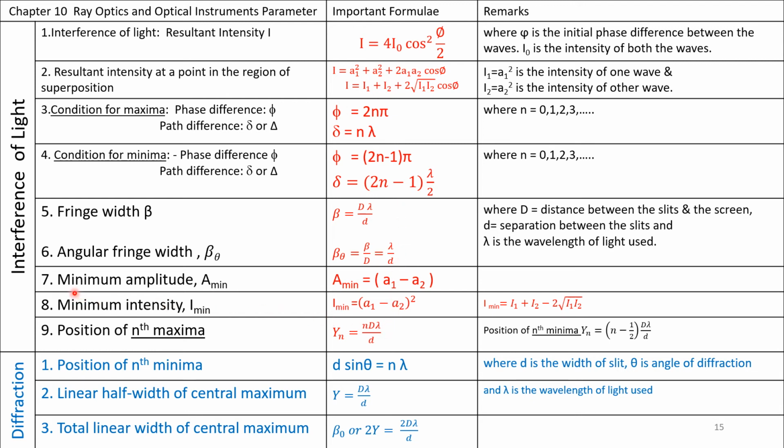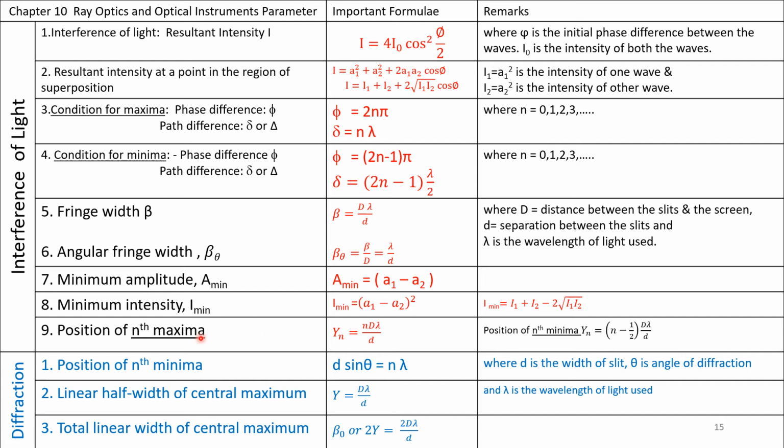Number 7. Minimum amplitude A minimum is given by A minimum is equal to within brackets A1 minus A2. Serial number 8. Minimum intensity I minimum is given by I minimum is equal to (A1 minus A2) whole square, where A1 and A2 are the amplitudes of wave 1 and wave 2 respectively. Similarly, I minimum can also be written as I minimum is equal to I1 plus I2 minus 2 into square root of I1 I2.